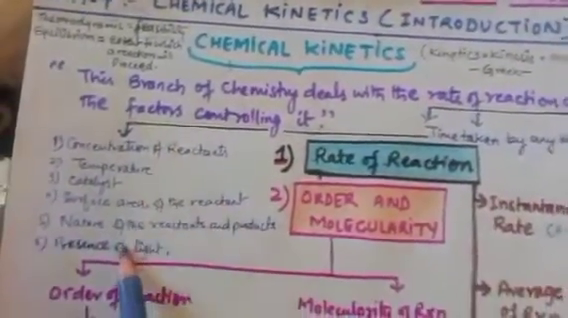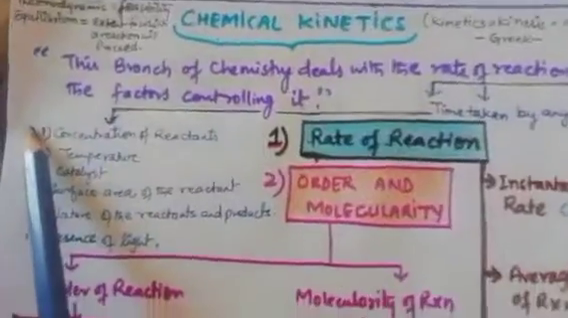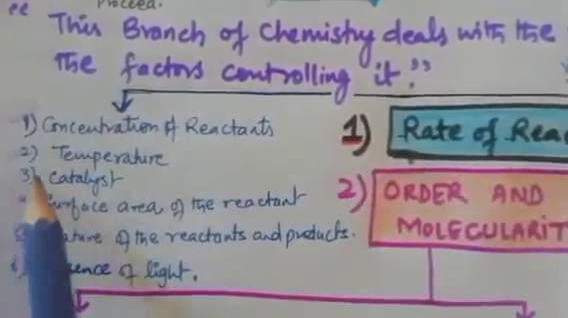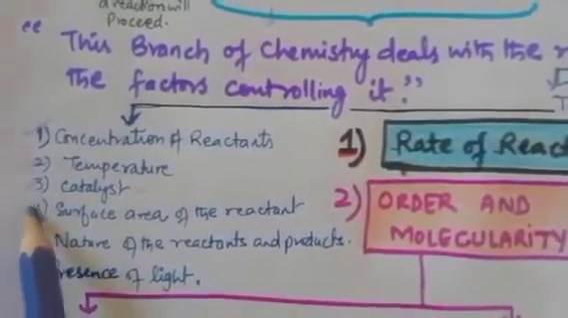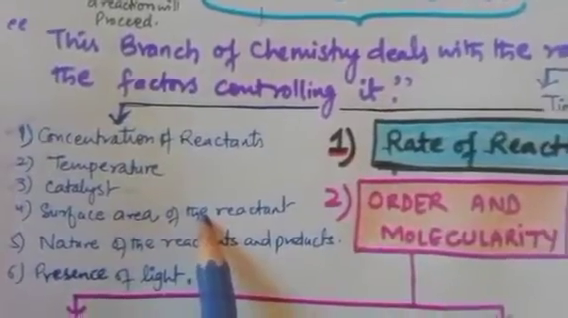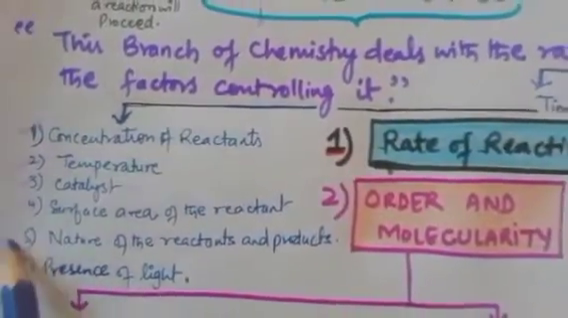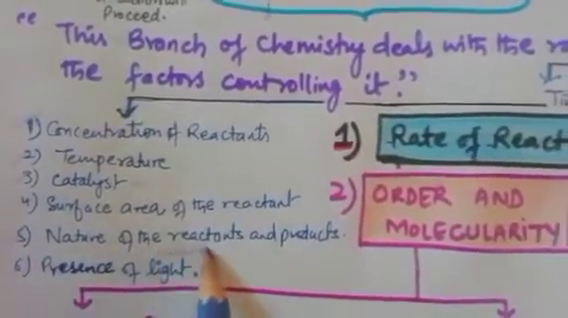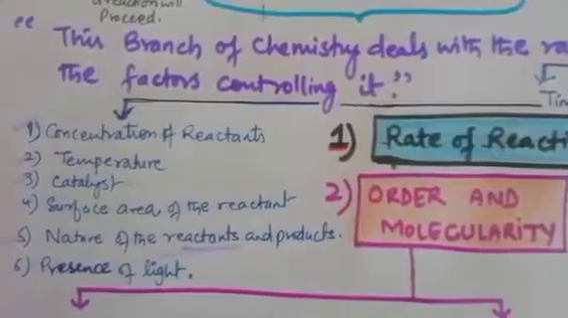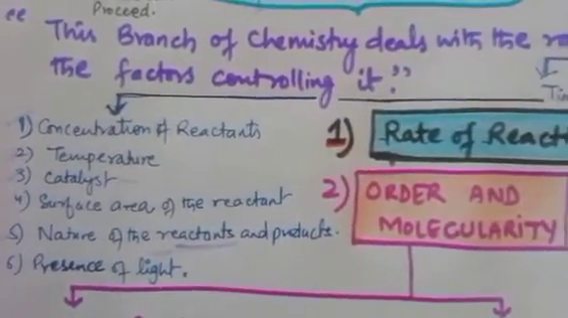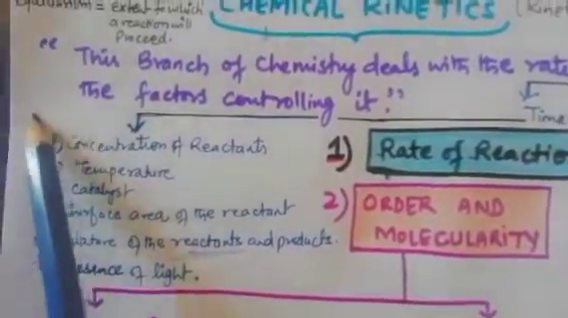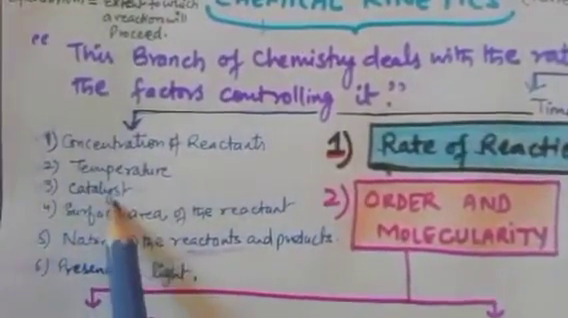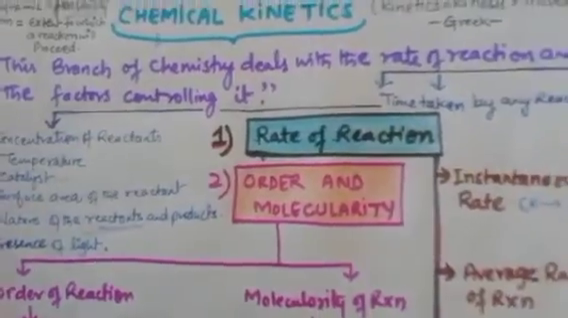Basically these are the factors that control the rate of a chemical reaction. Number 1, concentration of reactant. The more the concentration of reactant, the faster the reaction. And temperature, the higher the temperature, the faster the reaction. Catalyst increases the rate of reaction without involving itself. Surface area of the reactant, as you know that in evaporation also, the more the surface area, the more the evaporation. Nature of the reactant and product. Yes, obviously, if the reactant is dilute, it will take more time to get the product. If the reactant is concentrated, it will quickly form the product. So this is also nature. Presence of light. All these things we are going to study in detail in our upcoming topic videos.